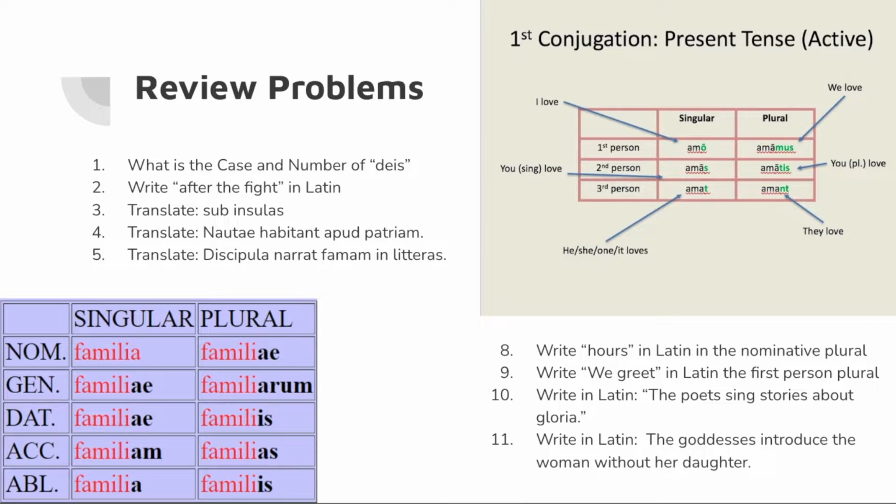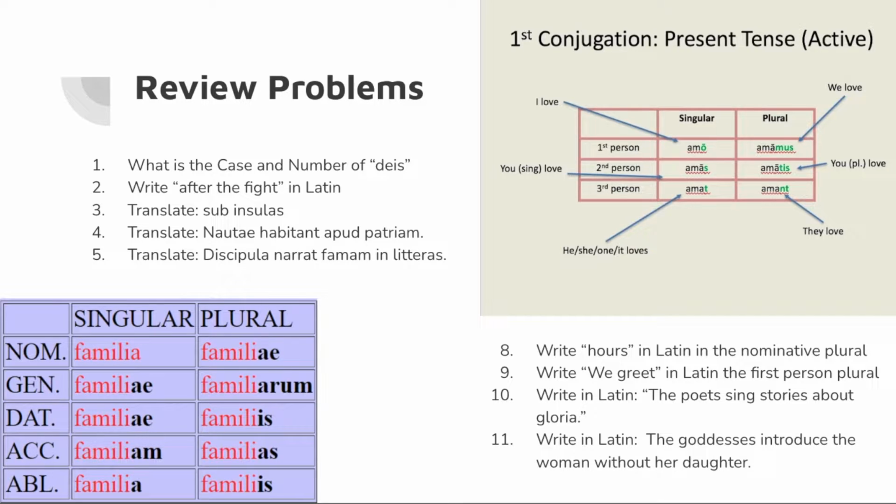Number 11, write in Latin: the goddesses introduced the woman without her daughter. So the goddesses, we know goddess is dea. The goddesses is the plural of dea, so it's deae. And then introduce, intro means introduce, but how do we make it third person plural? It would be intrant, right?